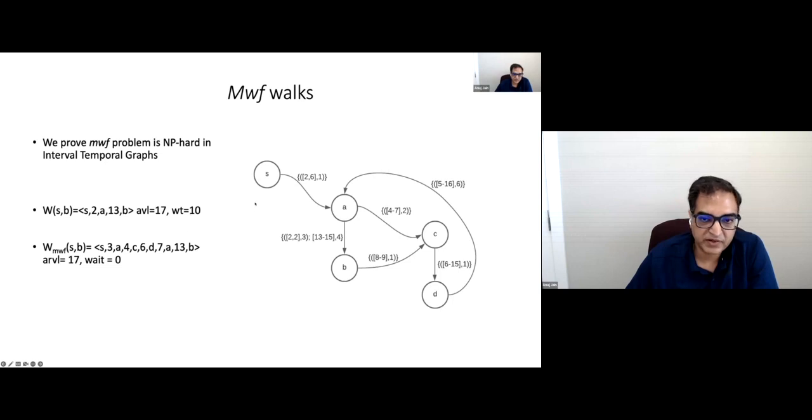So what I could have done is, instead of departing at 2, I could have departed at 3, because there is a departure available at 3. And I would reach A at 4. Then from A, I could depart at 4 to reach C at 6. From C, departing at 6, reaching D at 7. Going back to A, departing at 7, which is an available departure, reaching A at 13, and then departing from A at 13 to reach B at 17. So this goes through a cycle, but it reaches B at the same time as the earlier one, but has a 0 wait time through the entire walk. And therefore, this would be the min weight foremost walk.